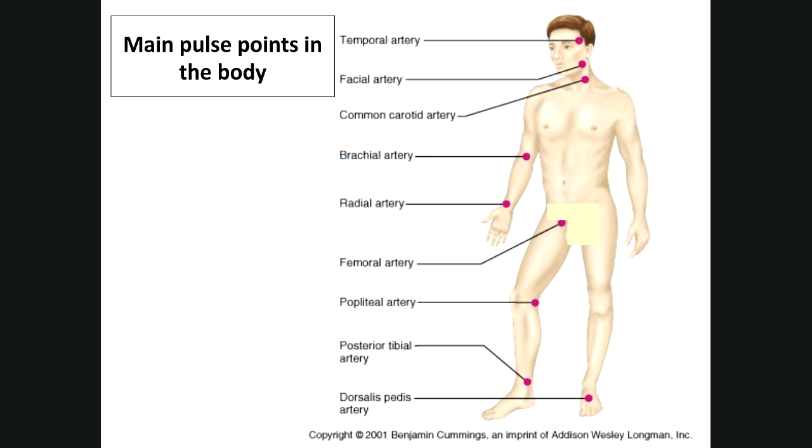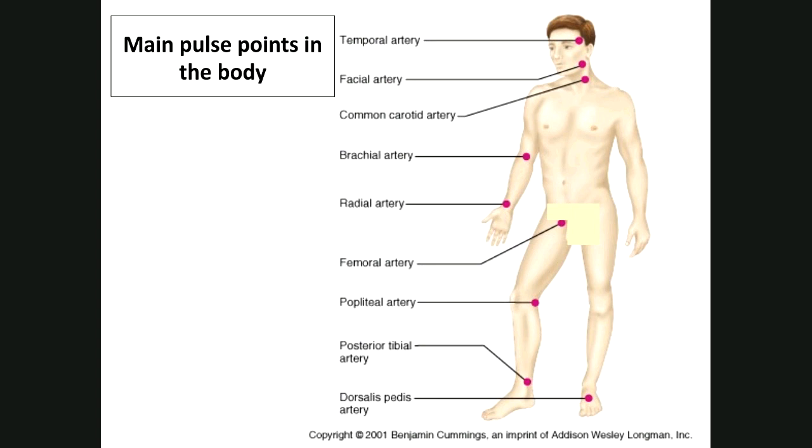Then you can see various other locations like femoral artery pulse. So that is the femoral artery. Then popliteal artery pulse recording. Then posterior tibial artery and dorsalis pedis. So these are the various locations in the body where you can see the pulse, right?